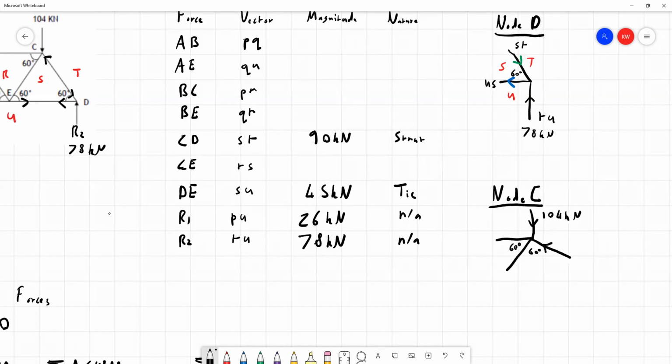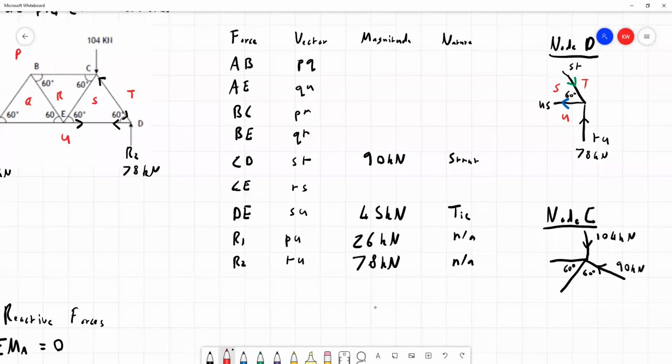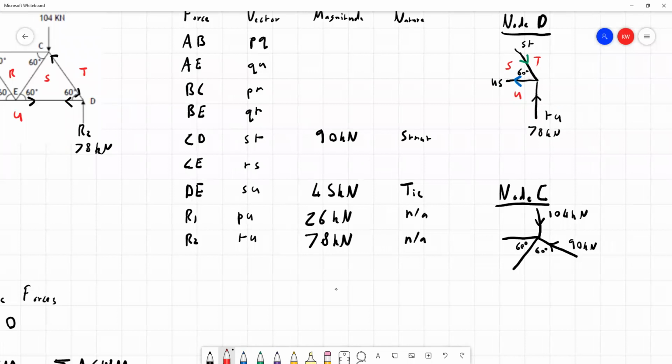And what we've just learned in the previous part of the question is that this vector, which is for member CD, has a magnitude of 90 kilonewtons. So we can add this in here as well. The other thing we know about all of our spaces is that we know what all our labels are here as well. So if we go back to our diagram, we can see this up here is space P, this is space R, this is space S, and this is space T. And so this gives us a basis of labeling our diagram.